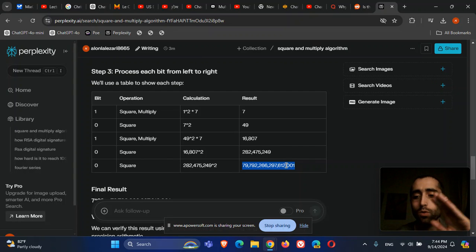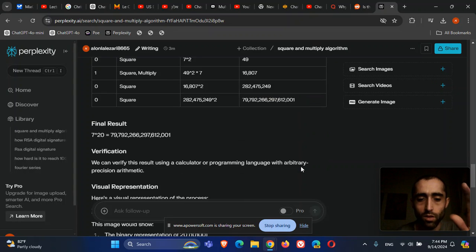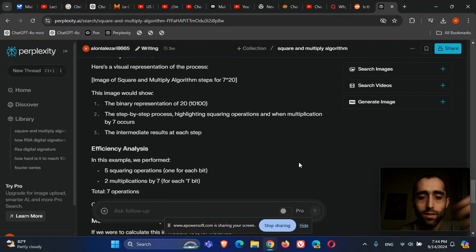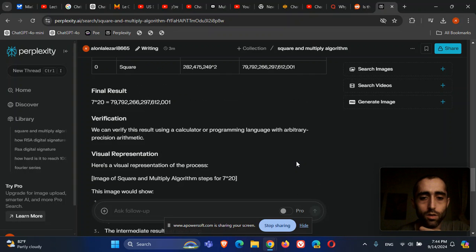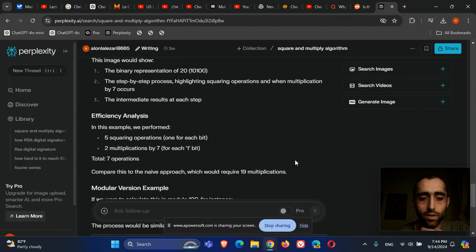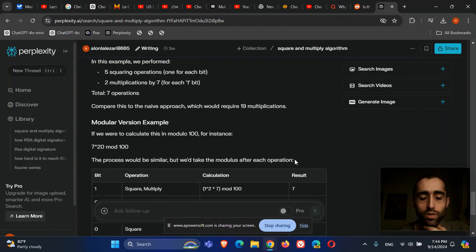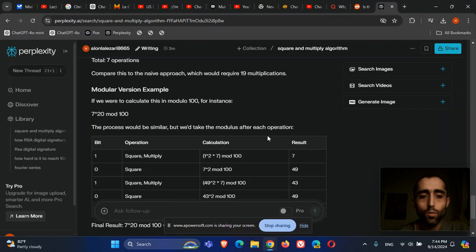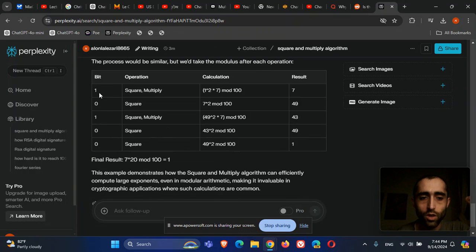Now we can also do it in a modular representation. For example, what is the value of 7 to the power of 20 in modular representation, mod 100? Let's try it. Again, we take 20 and convert it to binary, which again is 10100, as we saw last time. But now our calculations will be mod 100. Let's see how it works.